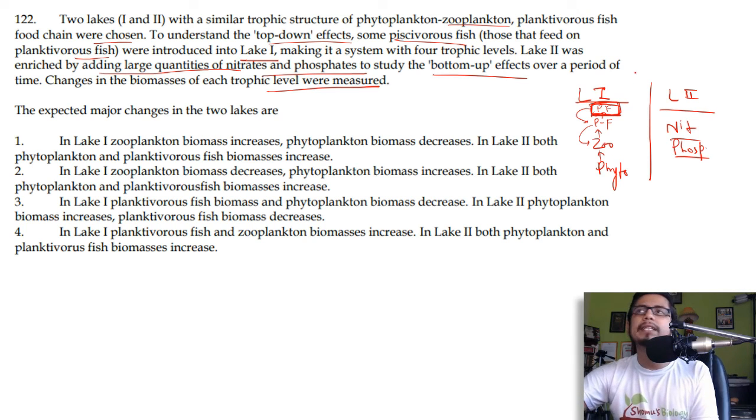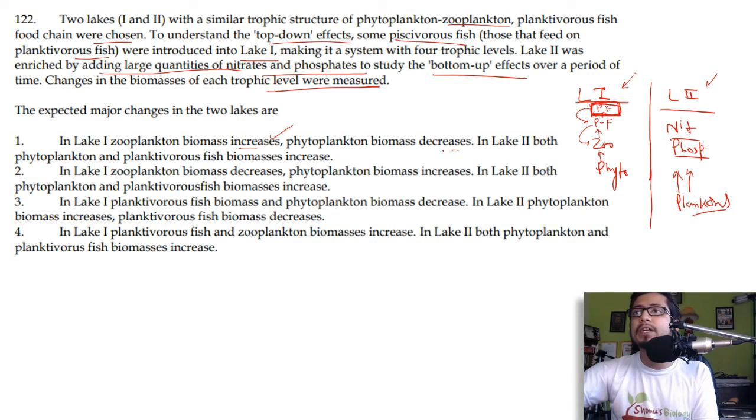Okay, so now let's see what we are going to say. So we are introducing this piscivorous fish, so this is the scenario of Lake 1. Lake 2 scenario is added nitrate and phosphate. Adding nitrate and phosphate will dramatically increase the biomass of the planktons, because planktons need nitrate and phosphate for proper productivity, and as the productivity of the environment increases, then the zooplankton also increases.